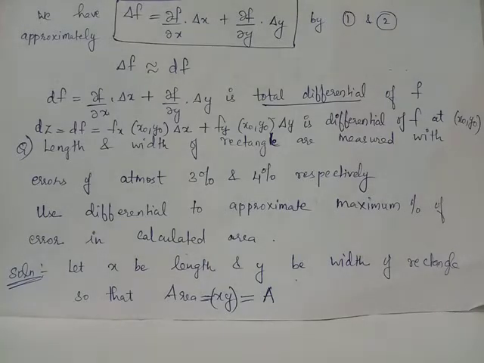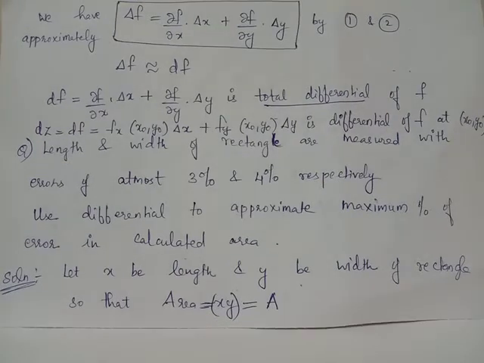Suppose x denotes the length of the rectangle and y denotes the width of the rectangle, then the area of the rectangle equals length into width, which equals xy. Let us denote area by the letter capital A. Now we have expressed A as a function of x and y. We have to find the differential for function A.